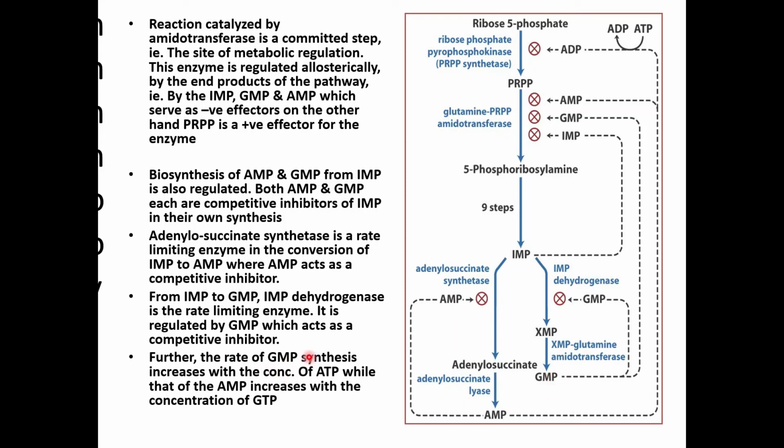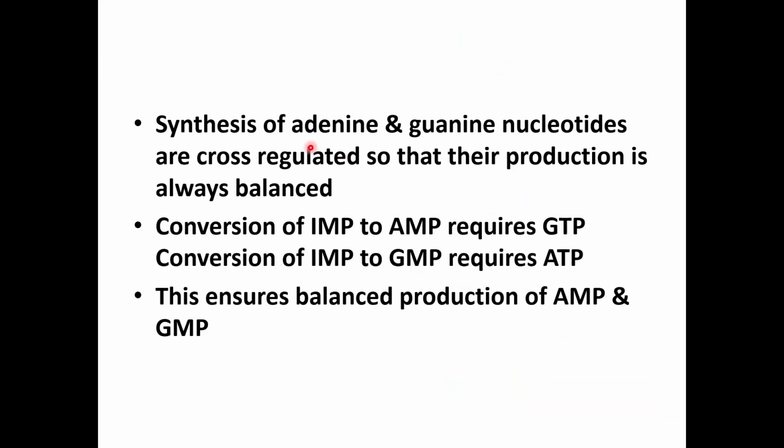Further, the rate of GMP synthesis increases with the concentration of ATP, while that of AMP increases with the concentration of GTP. So this is cross-regulated. As I told you, from IMP to GMP conversion, ATP is required, and from IMP to AMP conversion, GTP is required. So synthesis of adenine and guanine nucleotides are cross-regulated so that their production is always balanced.